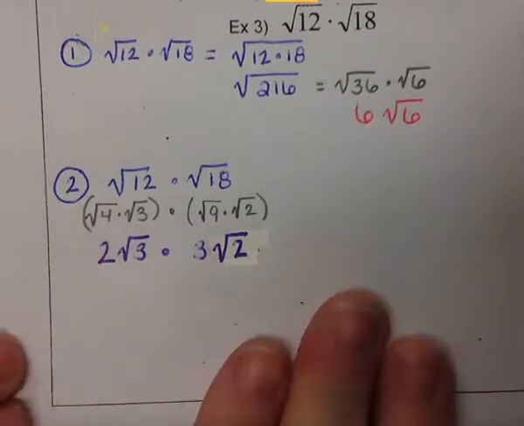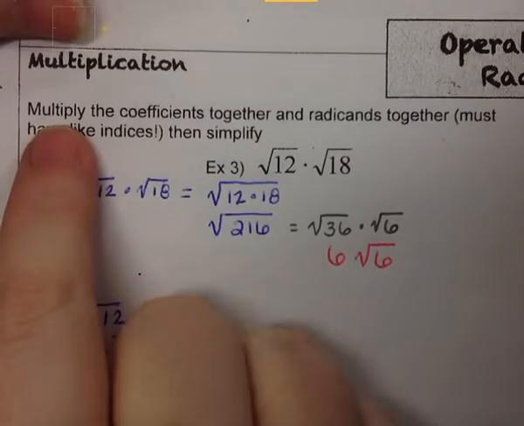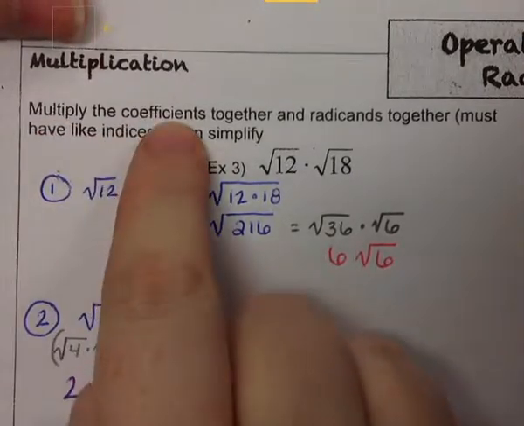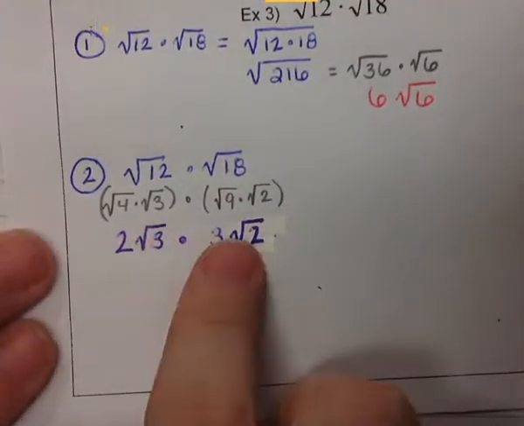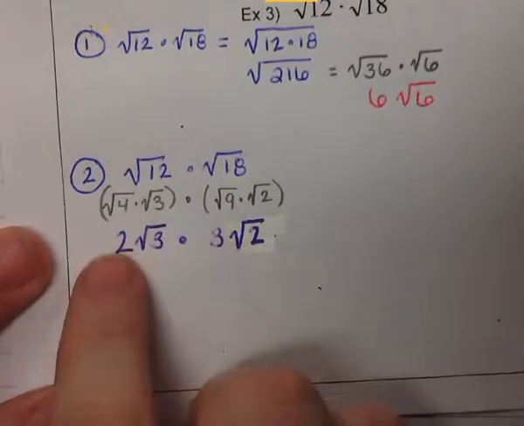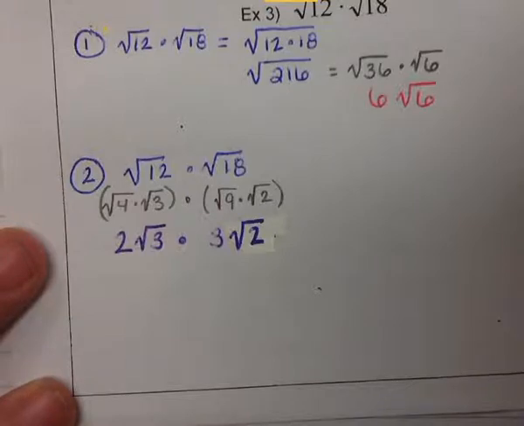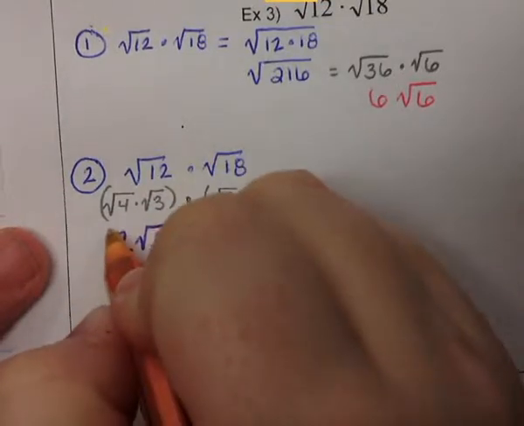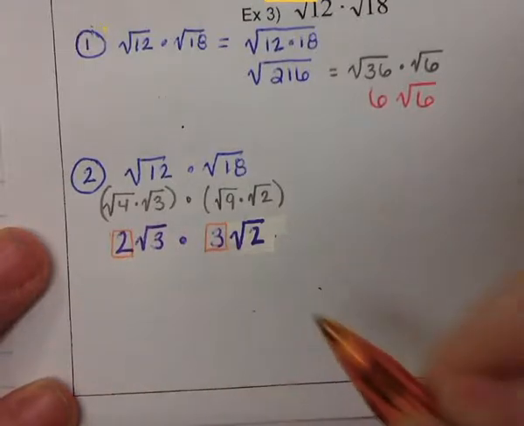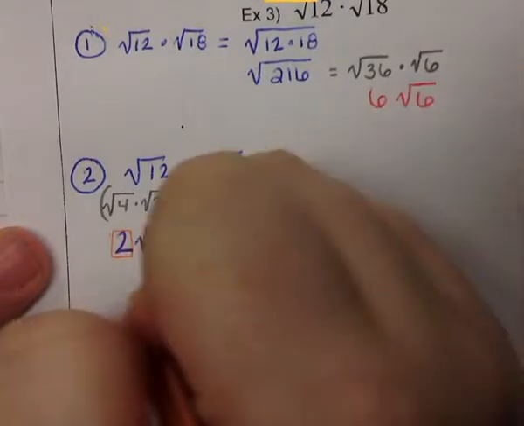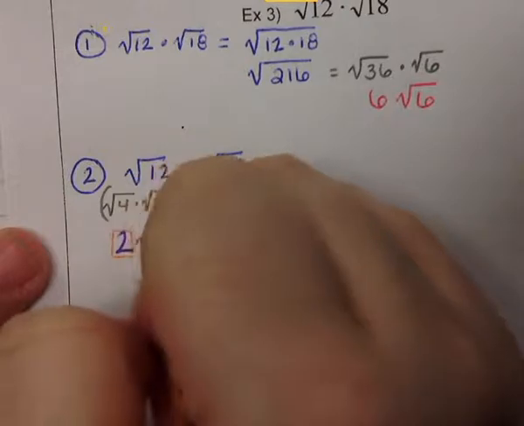Now we can go to the part up here that says multiply the coefficients together and then multiply the radicands together. Because these are still square roots, I want to multiply my coefficients. My coefficients here are my 2 and my 3. So this is the same thing as 2 times 3.